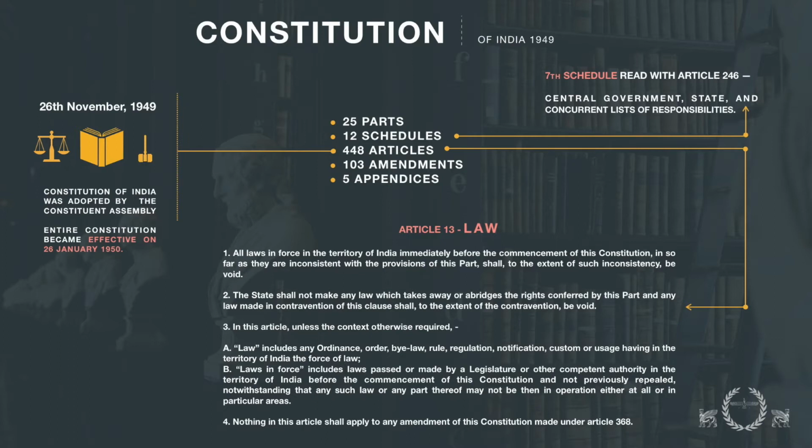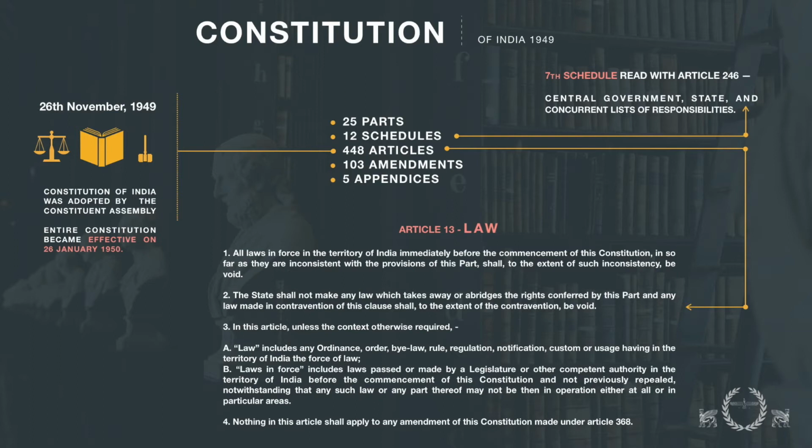The second sub-article of Article 13 reads as: the state shall not make any law which takes away or abridges the rights conferred by this part, and any law made in contravention of this clause shall, to the extent of contravention, be void. Again, it is explicitly clear that no law shall be passed which would curb the fundamental rights of the citizens, and the state's power to make any such law has been curbed by this article.